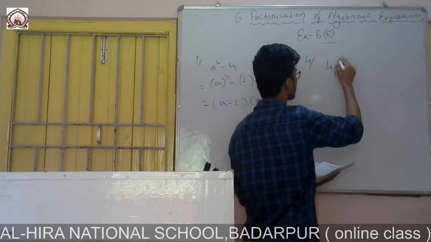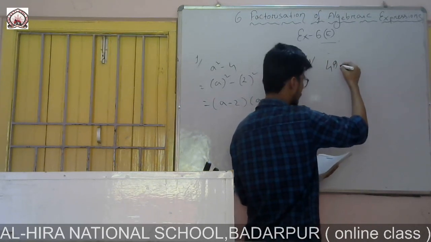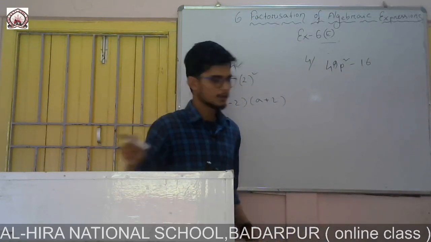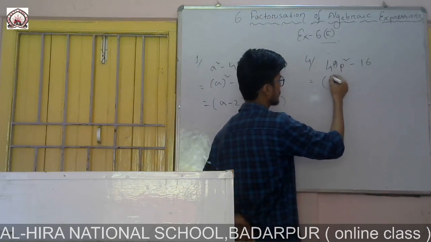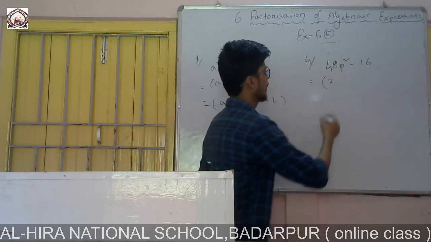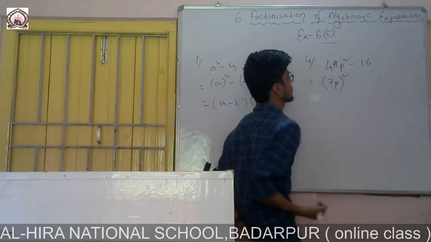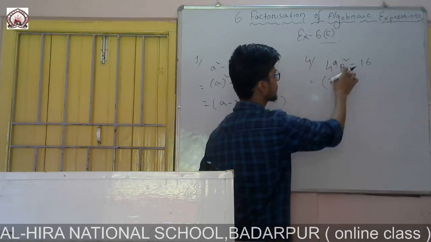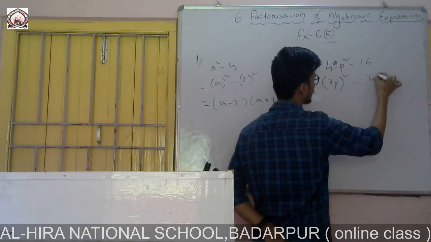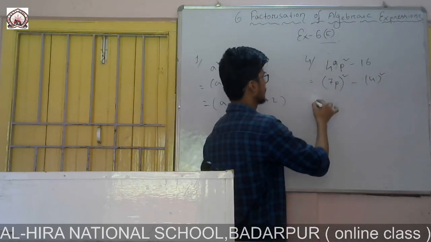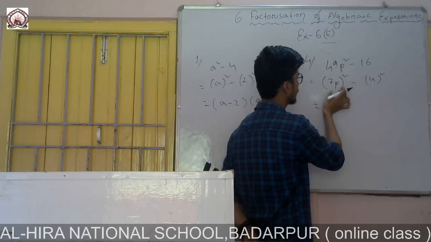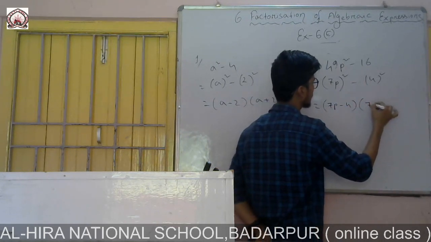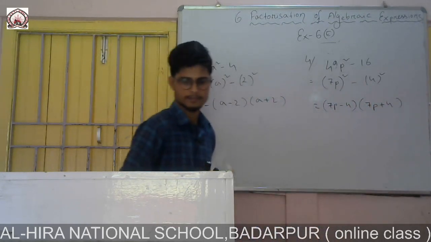Now see question number 4. The question is 49p square minus 16. I can write 49 as 7 square, since 7 square is 49, and p square is the square of p. So 49p square is 7p whole square, and 16 is 4 square. So it is in the form a square minus b square. We know the formula is a minus b and a plus b. Okay.